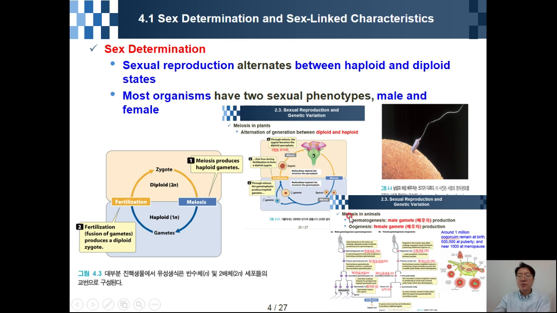And also this is meiosis in human. In the male we specifically call it spermatogenesis, and in the female we specifically call it oogenesis. Usually sexual reproduction alternates between haploid and diploid status, and most organisms have two sexual phenotypes, male and female. We call them male and female.